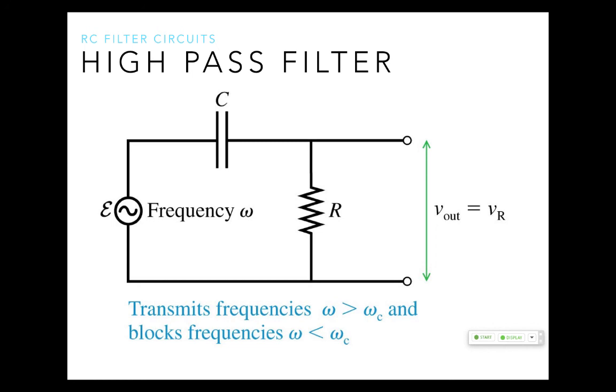And so you can design filters so that they have different crossover frequencies. And that's why it's not given in terms of an absolute, right? It's given in terms of the crossover frequency. And how you set up the circuit, which circuit elements you use, determines what the crossover frequency is.